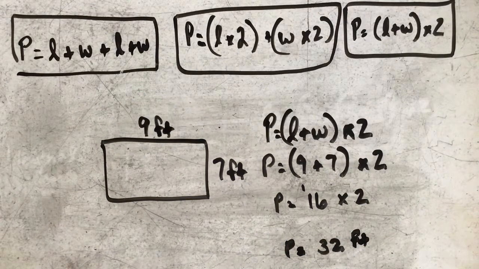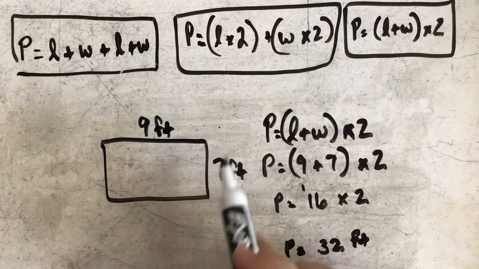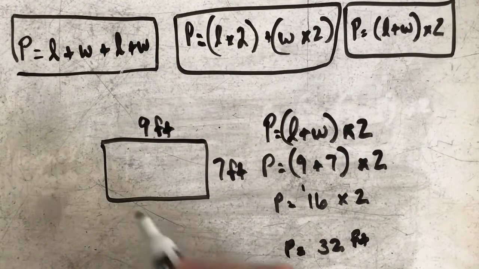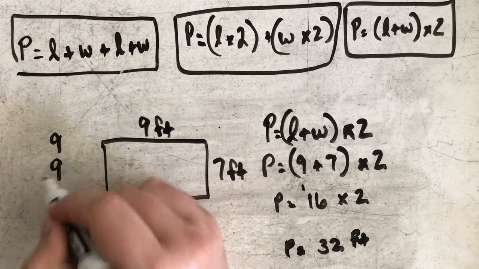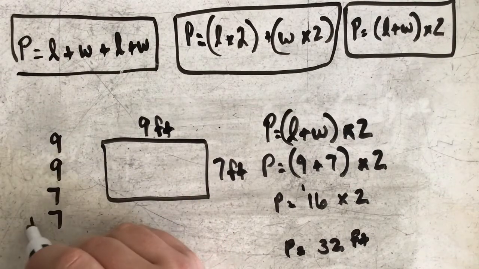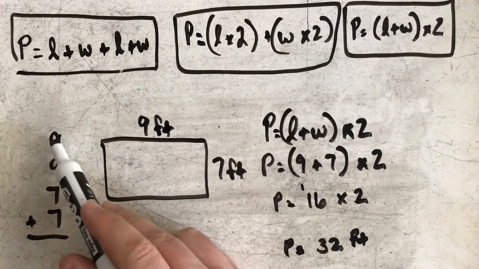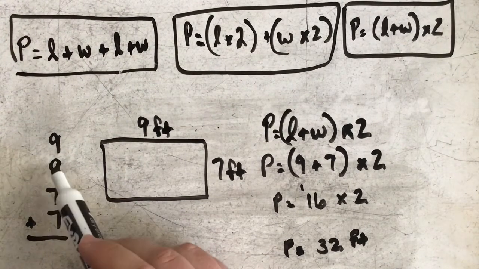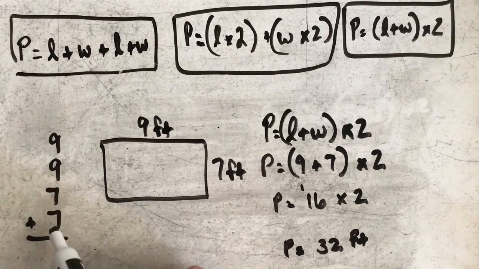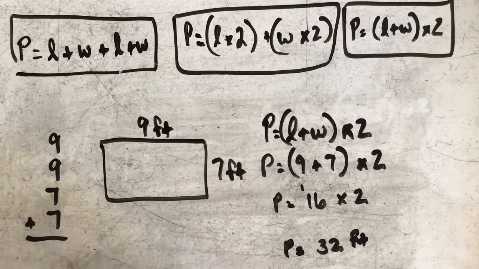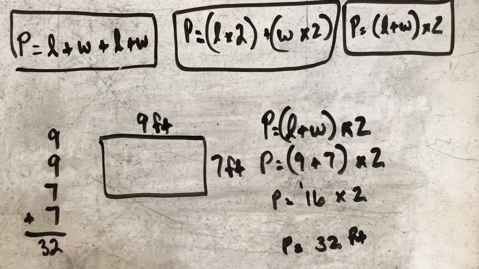And again, any of these formulas will get you the same answer. If I wanted to just add all of the sides together, I could do that as well. 9 plus 9 plus 7 plus 7. 9 plus 9 gives me 18. 18 plus 7, 25. 25 plus 7 would give me 32. So I still get the same answer here.